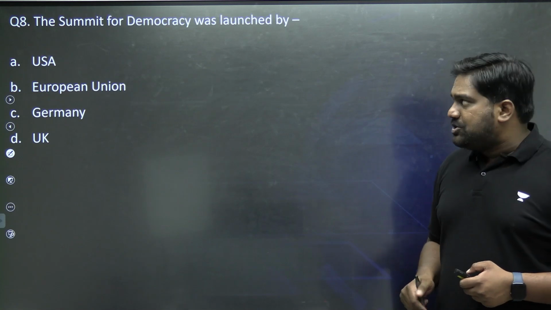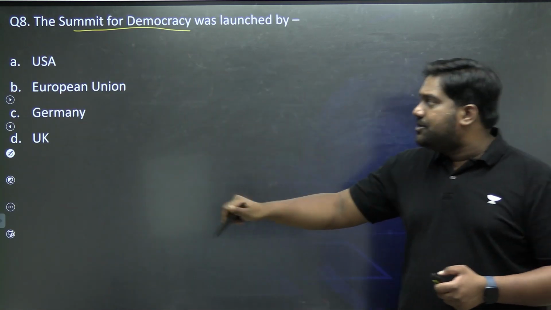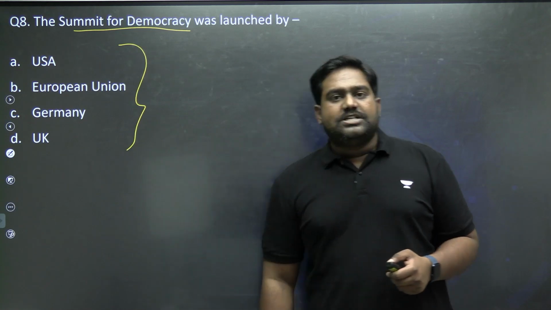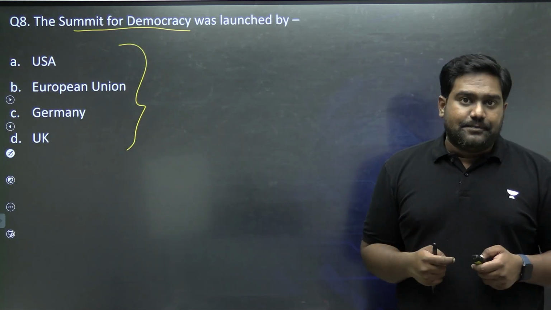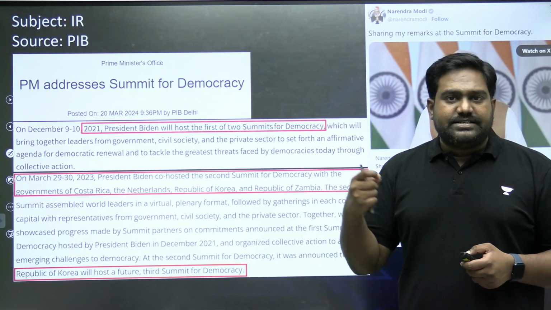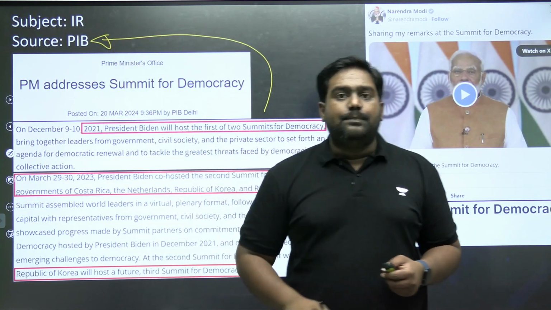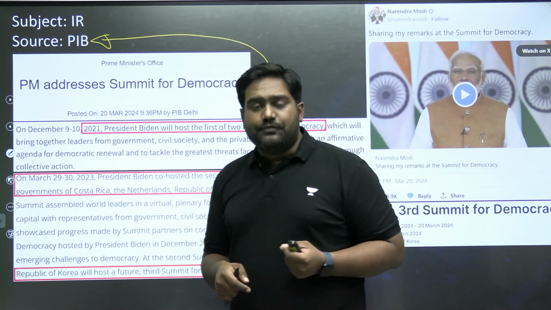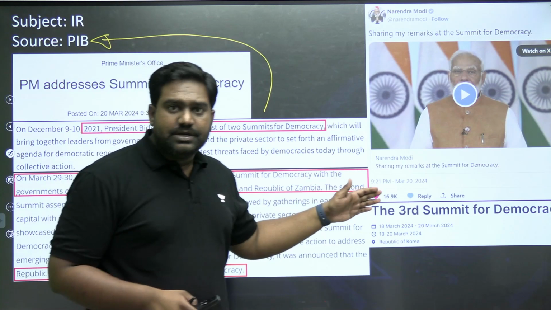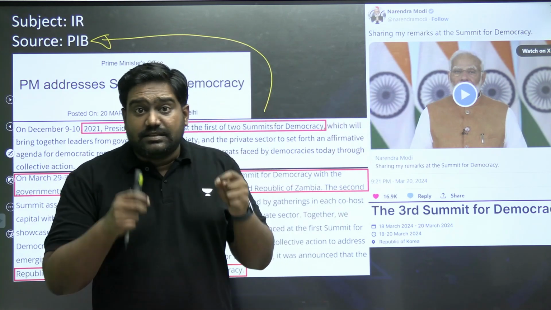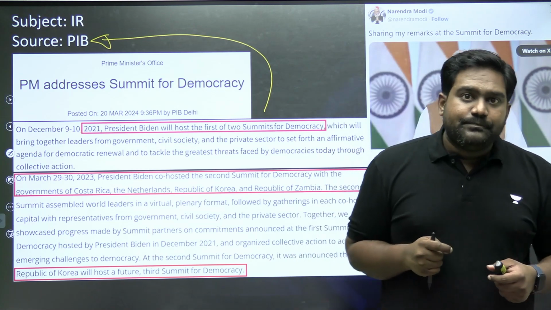Moving on to the 8th question. The Summit for Democracy was launched by which country? Was it launched by US or European Union or Germany or United Kingdom? Let's understand what is the Summit for Democracy. There was a press release by the PIB from the Prime Minister's office, according to which PM Modi has virtually addressed the Summit for Democracy, the 3rd Summit for Democracy, which is being hosted by South Korea.